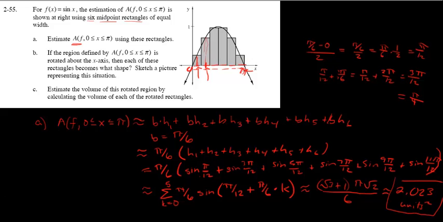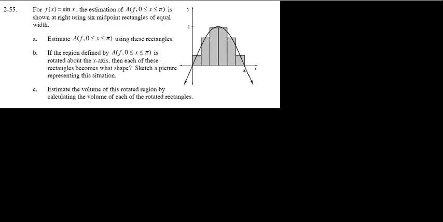So let's move on to part B. So part B is saying, well, what if the region defined by the area here is rotated about the x-axis, then each of these rectangles will become what shape? So if we're going to rotate them around the x-axis, what do we have? We're going to have basic, oh, I cannot draw.